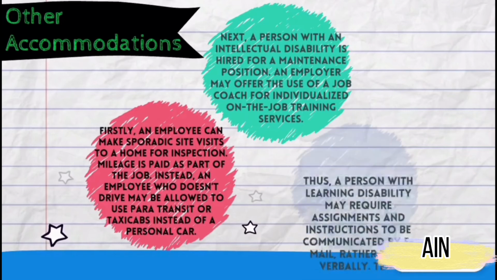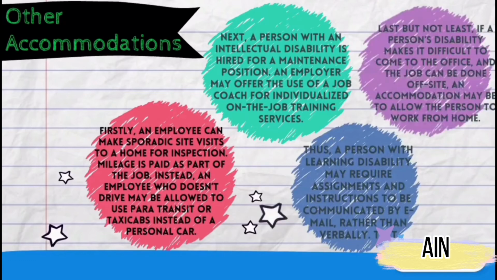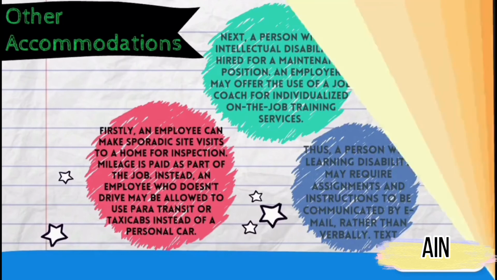Thus, a person with a learning disability may require assignments and instruction to be communicated by email rather than verbally. Last but not least, if a person's disability makes it difficult to come to the office and the job can be done off-site, an accommodation may be to allow the person to work from home.